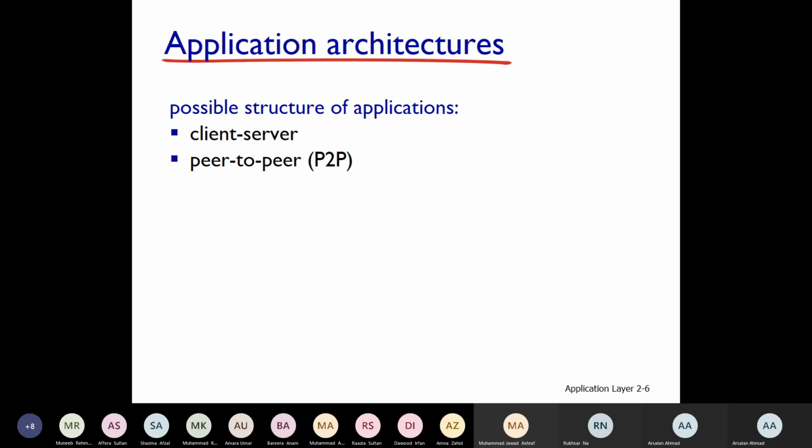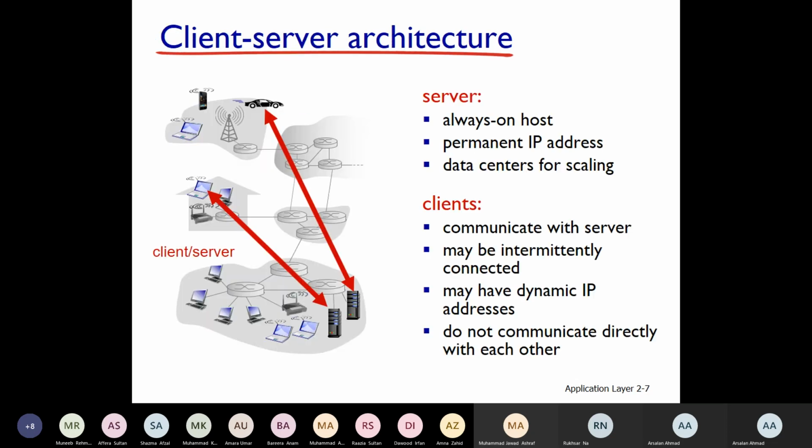What are the benefits or losses? You all know client-server. We have a server as an always-on machine with a permanent IP address. These days servers are no longer single standalone devices. The number of internet users over the globe is so large that we need data centers to scale the servers. Popular websites are not served by one big machine but mostly by data centers.